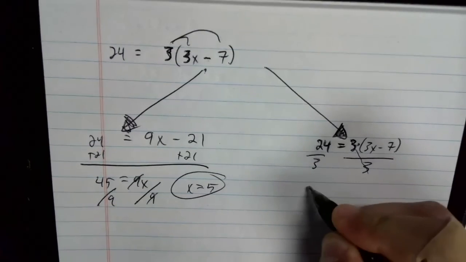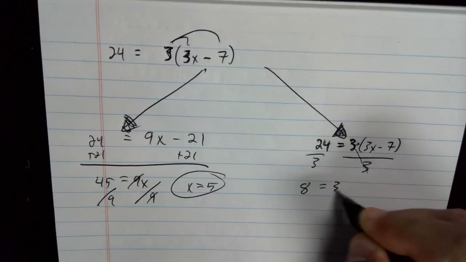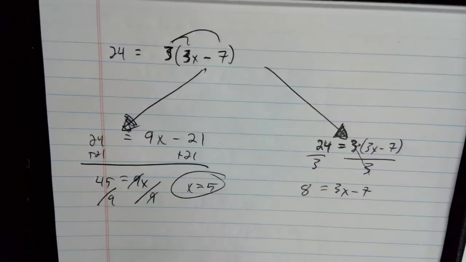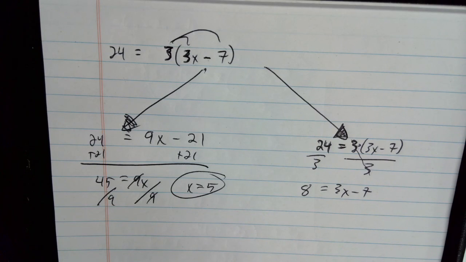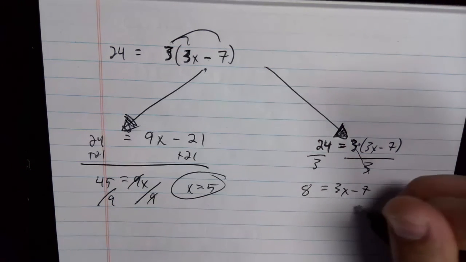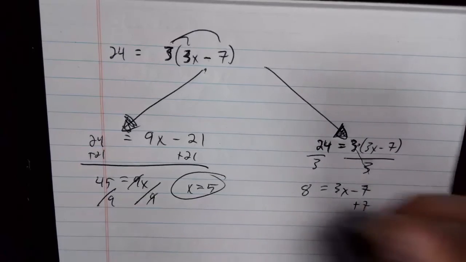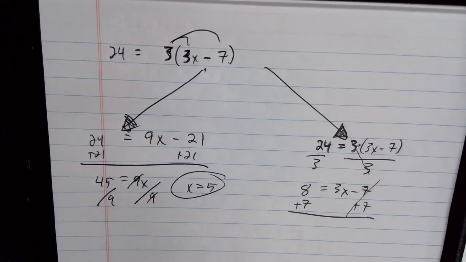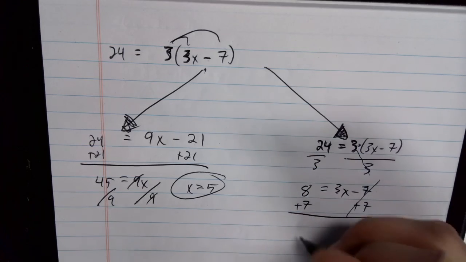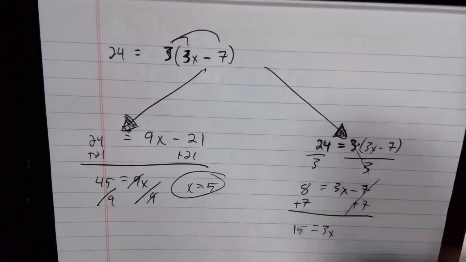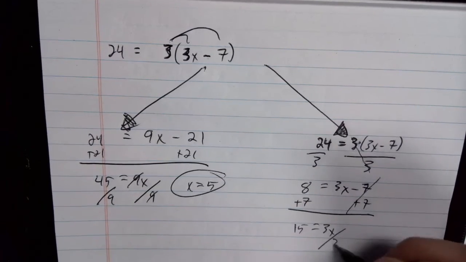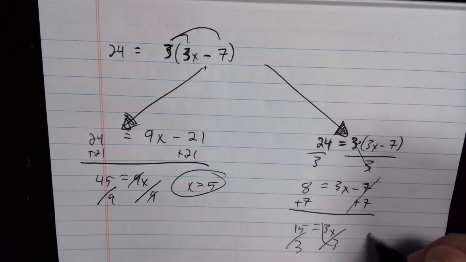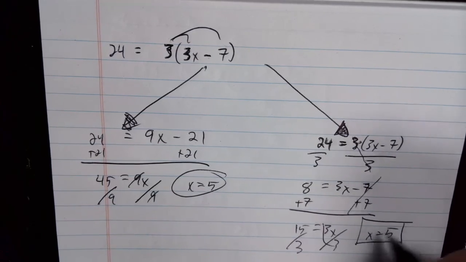So 24 divided by 3 is 8. So I'll have 3x minus 7 equals 8. Then what? Move the constants over. So I want to leave the 3x. It's already just one place, so I want to move the other stuff. By the opposite operation, I have 15 equals 3x. We'll divide by 3 on both sides, and we'll get x equals 5.